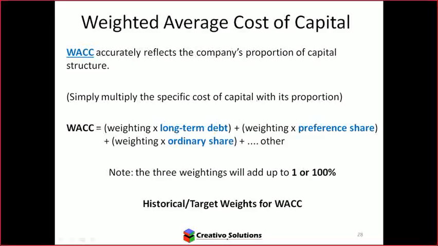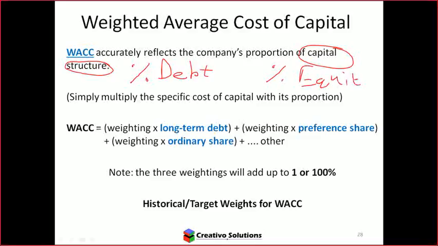What does WACC do? It's your weighted average cost. So what did we say earlier? What is the capital structure of a company? What is that, guys? Capital structure is what? Percentage of debt and percentage of equity. Do you guys agree? Weighted average cost of capital. Capital structure.